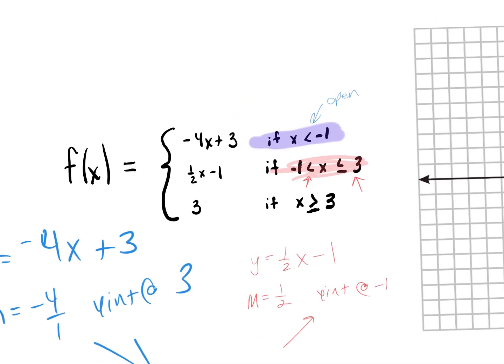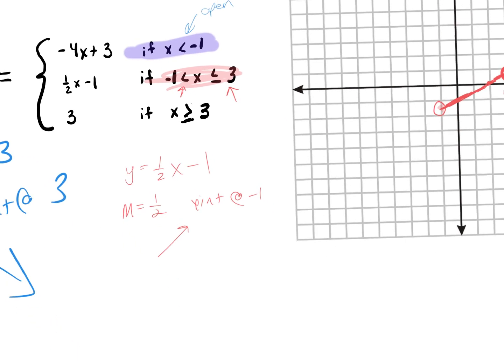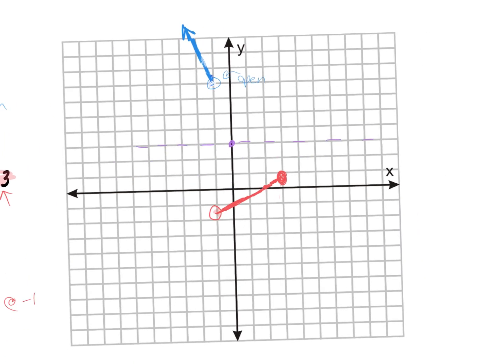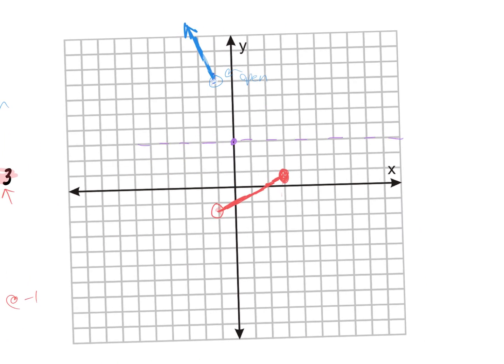f of x is a fancy way of saying what? y, correct? So this last one says y equals 3. Huh? Think about what kind of a line that is. Where is y equals 3? It's right here, right? If I were to draw a line through that point, what kind of a line do I have? It's a horizontal line. When you have y equals a number, guys, it's just a horizontal line.